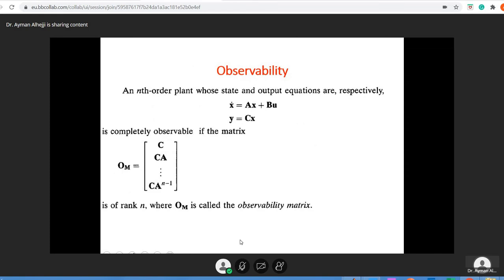Let's take a break now and then go back to the observability.